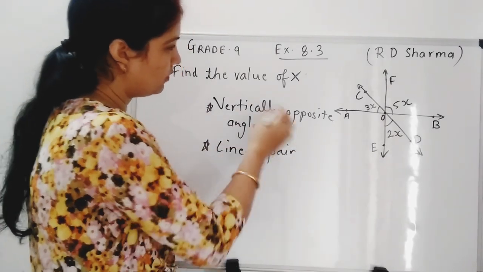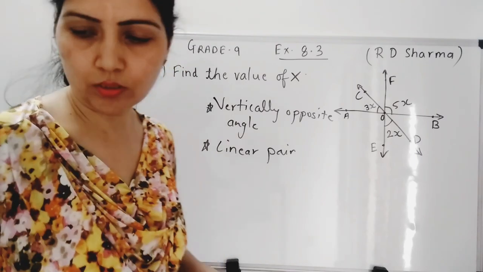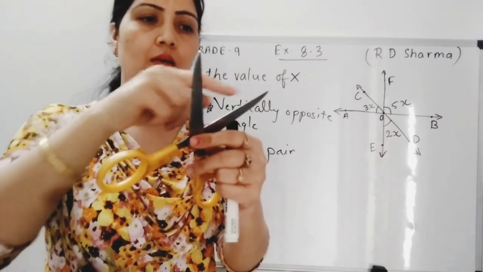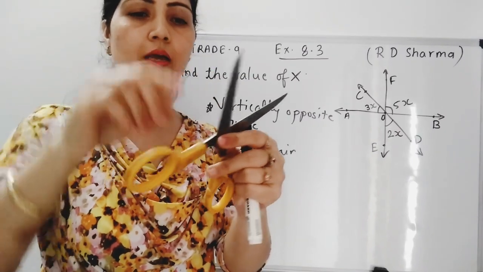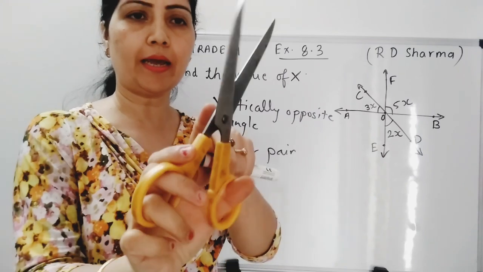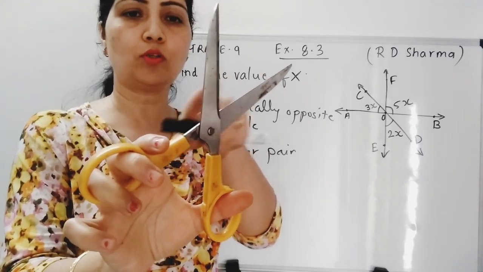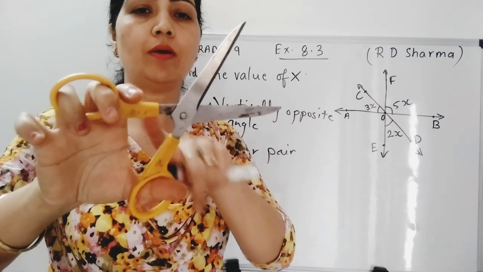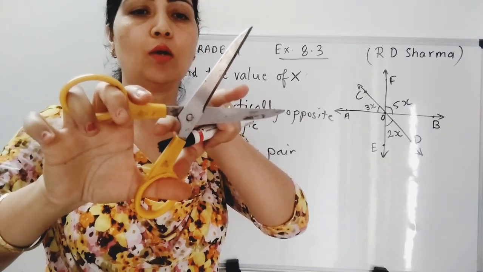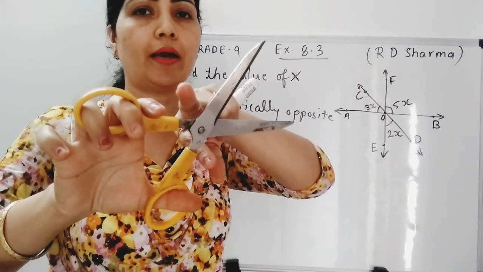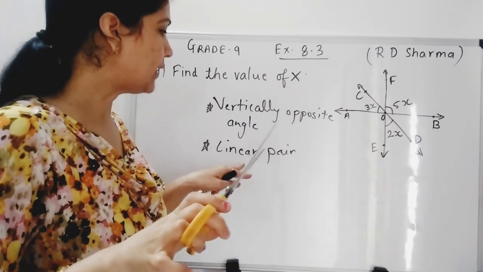So first we will see vertically opposite angles. I'll show you the scissor. See, this is the scissor, and here you can see this is the sharpened edge of the scissor and this is the handle. When we are opening it like this, this angle and the angle opposite to this angle are formed. So this angle and this angle are vertically opposite angles, and they will always be equal. There will always be two pairs of vertically opposite angles.